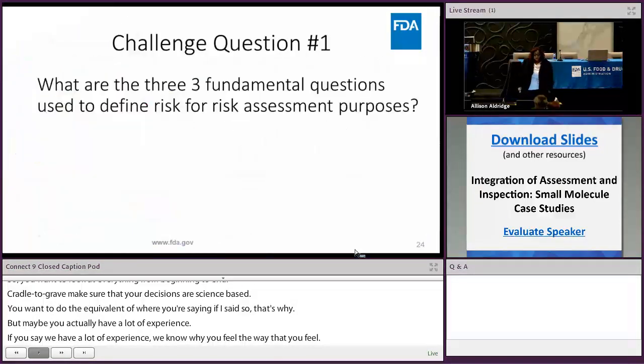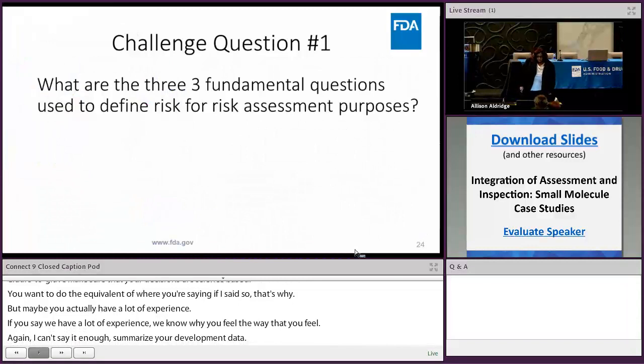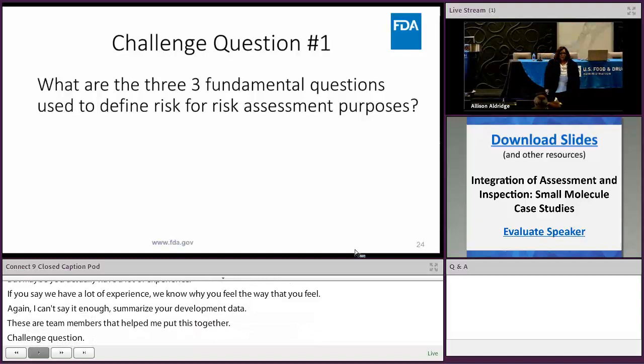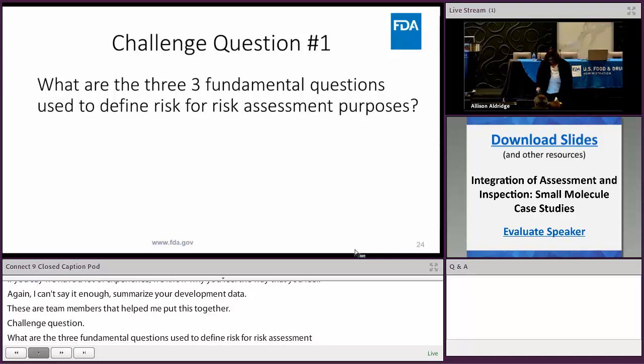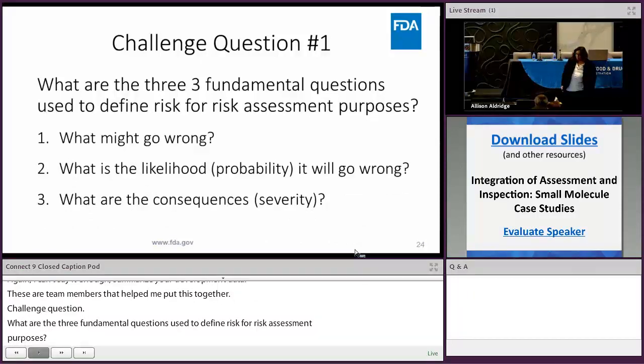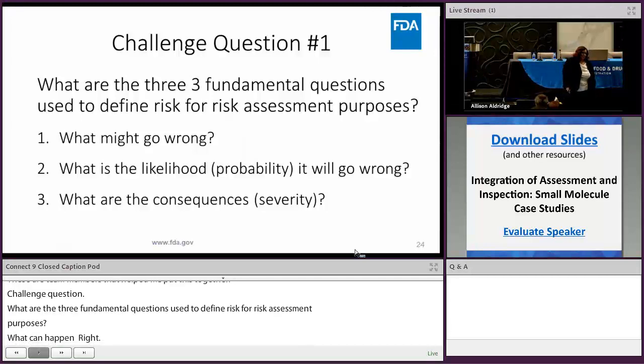Challenge question. What are the 3 fundamental questions used to define risk for risk assessment purposes? What can happen? Right. What might go wrong? What is the probability that it could go wrong? And what is the severity of it going wrong?